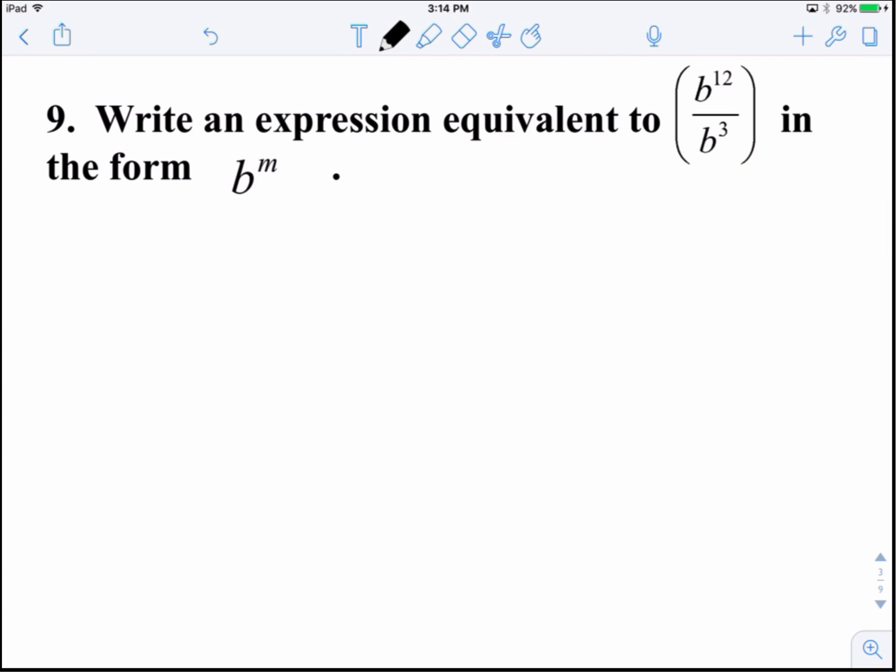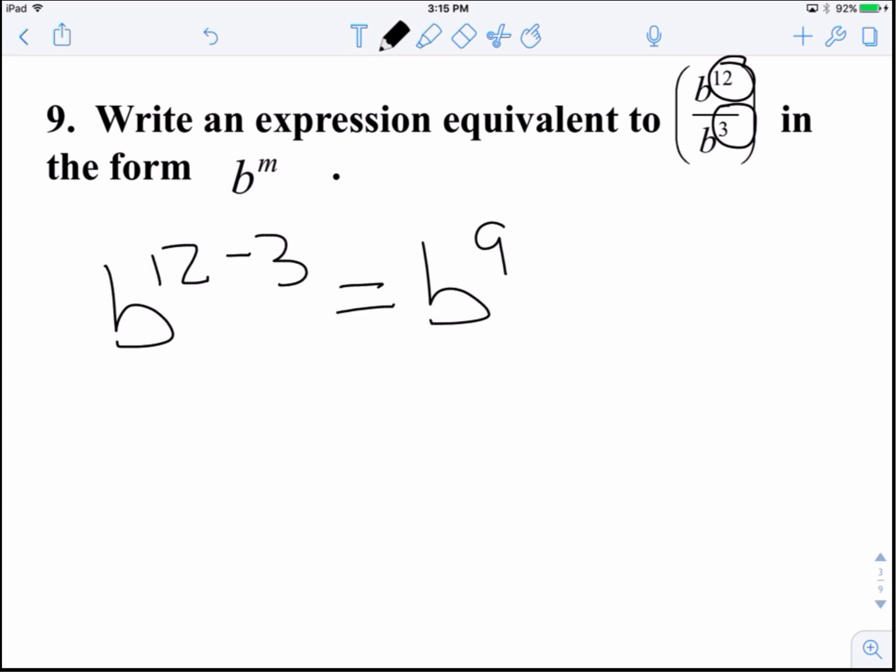Number 9, write an expression equivalent to the quantity of b squared divided by b to the third power in the form of b^m. So when we're dividing exponents, we need to subtract the exponents. So this is b to the 12th power minus 3, equal to b to the 9th power.